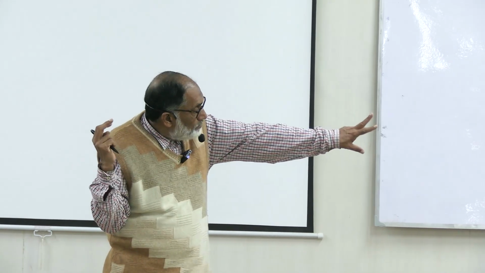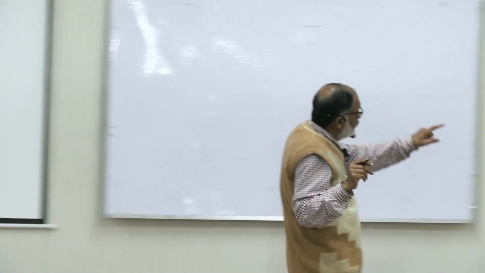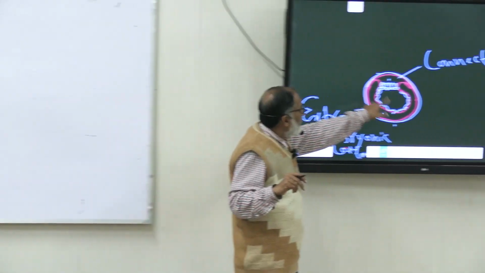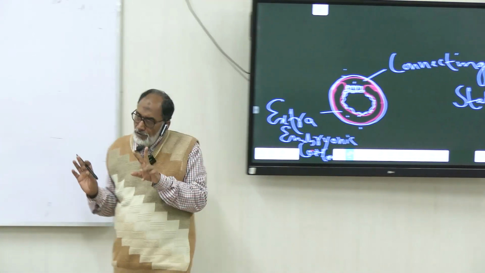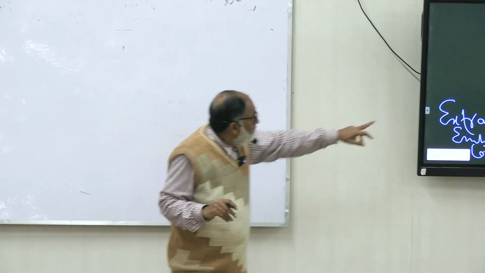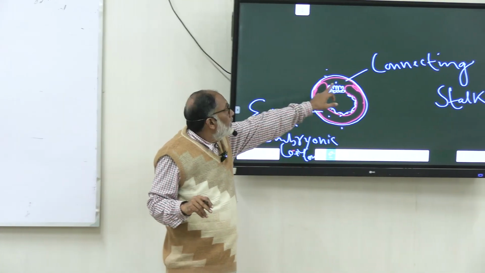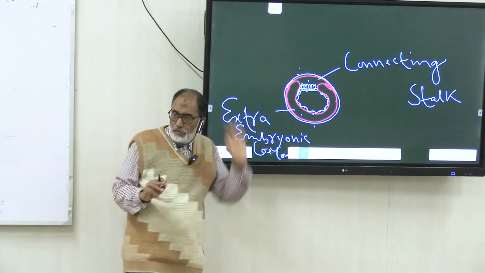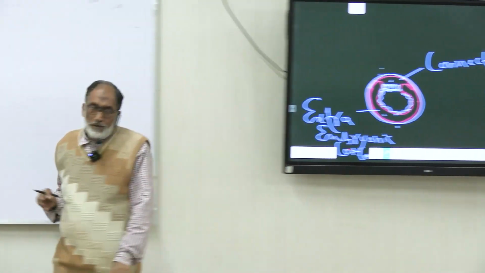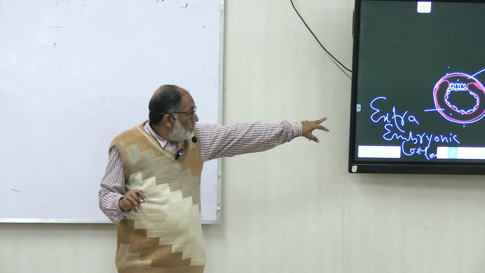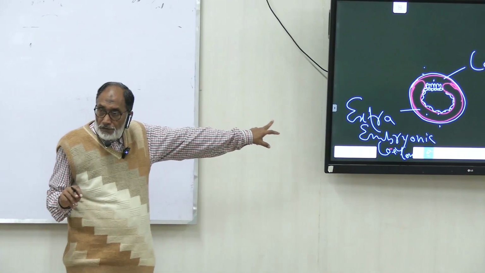Here you will find 2 cavities. During the second week you will get everything in twos. Number 1, 2 cavities, that is the yolk sac and the amniotic cavity. This embryonic disc is 2-layered, epiblast and hypoblast. Then the extraembryonic mesoderm.